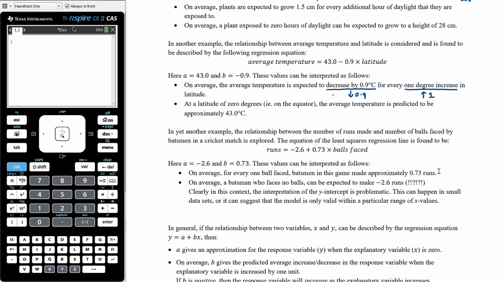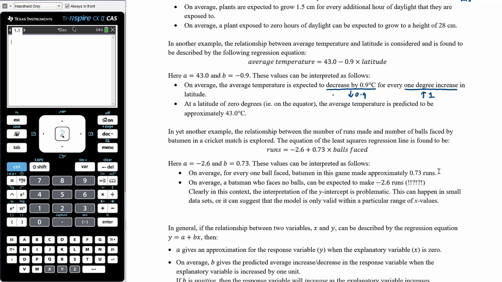So on average, the average temperature is expected to decrease by 0.9 degrees Celsius for every 1 degree increase in latitude. Again, you can restructure that sentence: on average, for every 1 degree increase in latitude, we can expect the average temperature to decrease by 0.9 degrees Celsius. Again, including units, degrees Celsius. Latitude is also measured in degrees, a different kind of degrees, but make sure we're including units and information specific to the variables in the question.